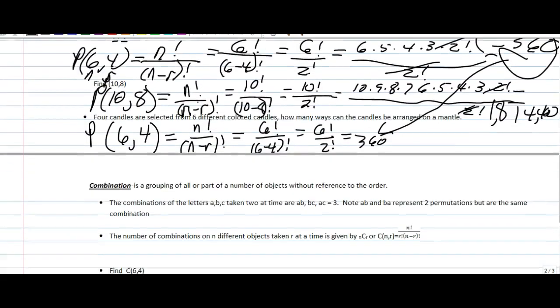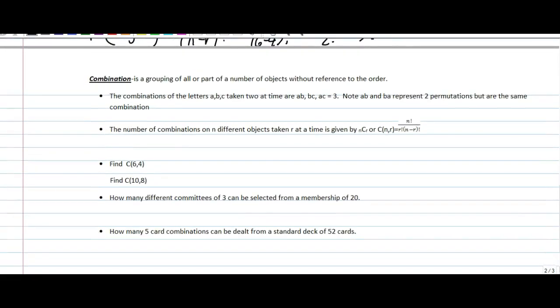But in a combination, we're not interested in the order. We're interested in the grouping itself. So how many combinations of the letters A, B, C are there taken two at a time? Well, there are only three. That's AB, because AB and BA are the same group. BC, and again, you say, well, what about CB? Well, CB and BC would be two different permutations, but they're the same group. So that's only one combination. And AC.